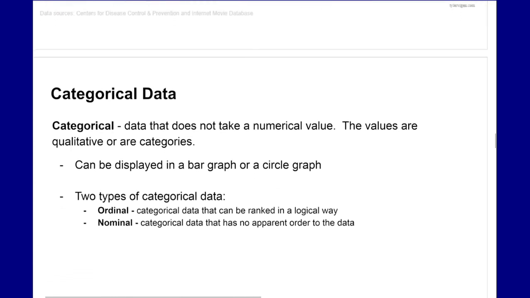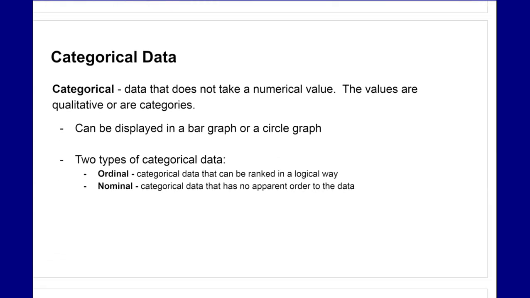So all of those graphs contain different types of data. There are different things we are looking at, and different ways they were being represented. Categorical data is data that does not have a numerical value. Right? These values tend to be more qualitative or have categories.